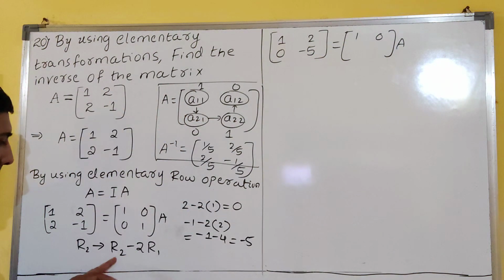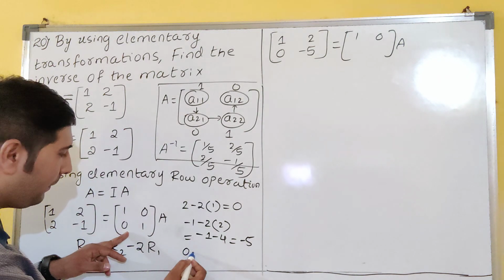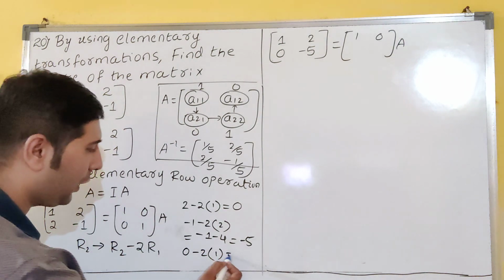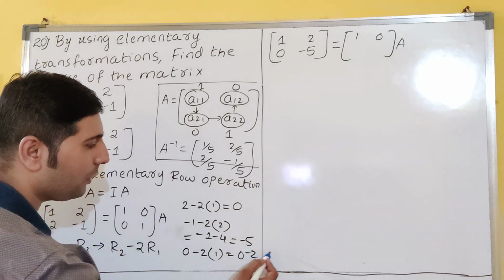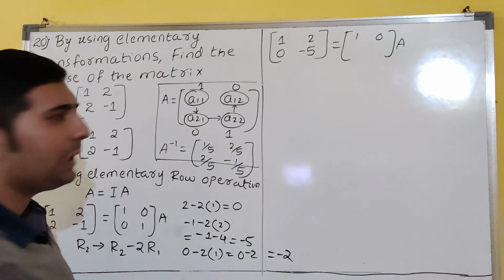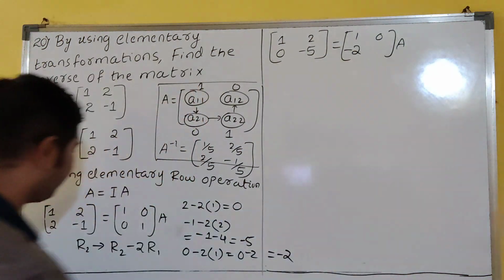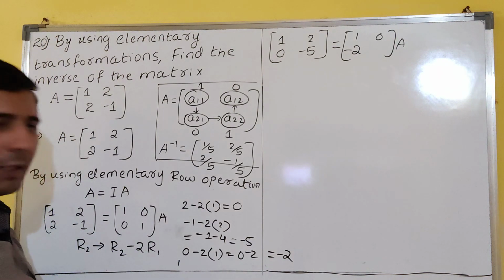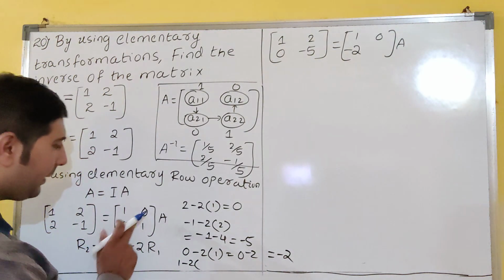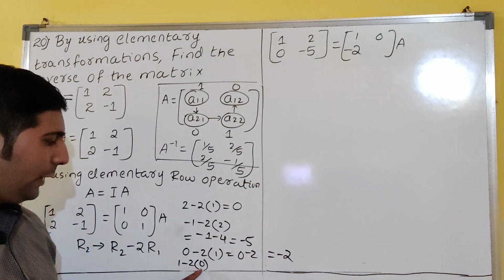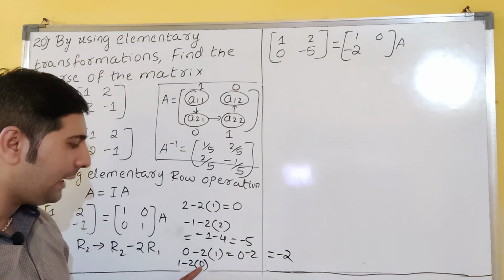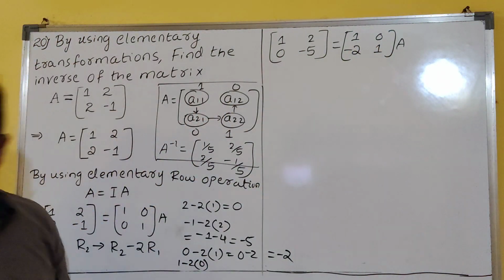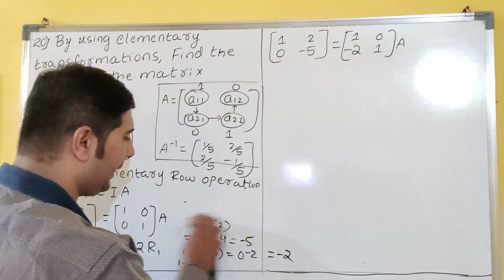Clear? So next is what? R2 is how much here? 0. Minus 2 into R1 is how much? 1. 0 minus 2 into 1 is minus 2. How much will you get? Minus 2 or not? Clear? So then I can write it as minus 2 here. So next R2 is how much? 1. Minus 2 into R1 is how much? 0. See, 2 into 0 is 0. 1 minus 0 is how much? 1 or not? So I can write it as 1, dear students. This simplification is not required, so I will erase this.